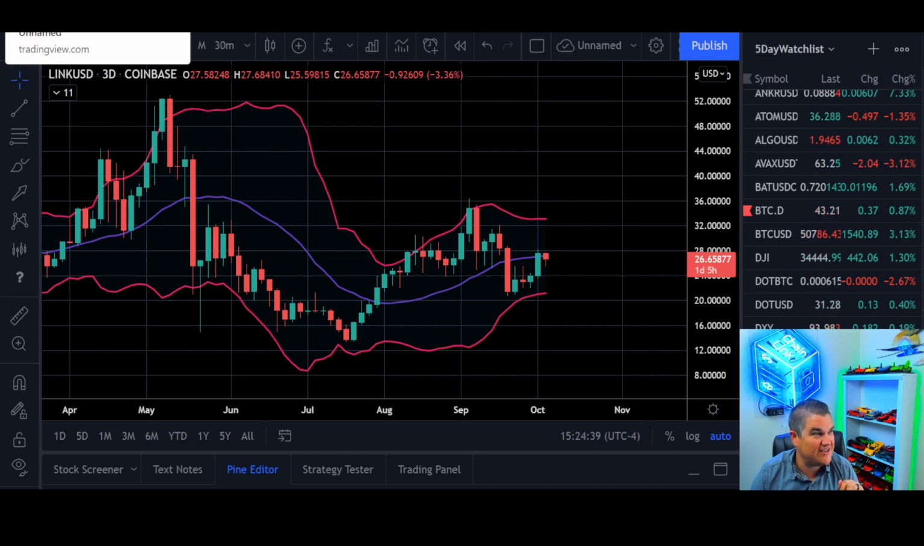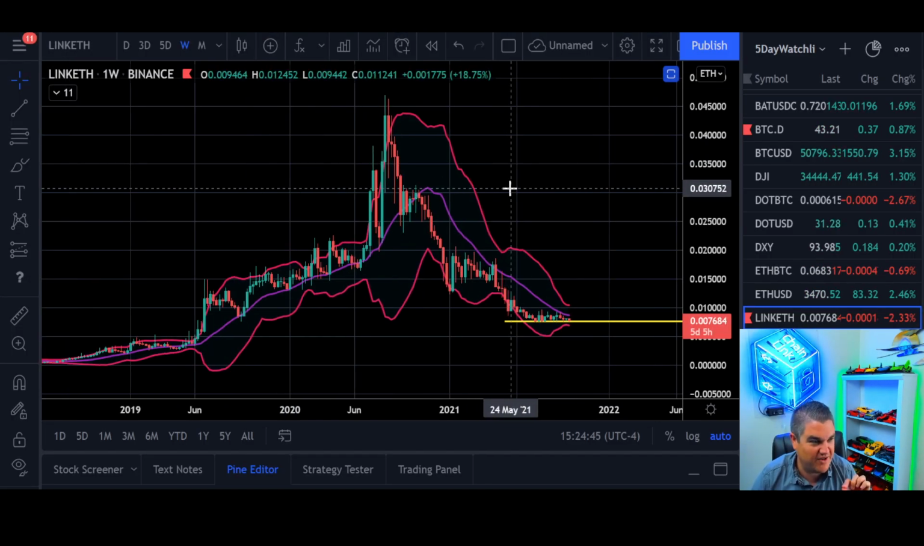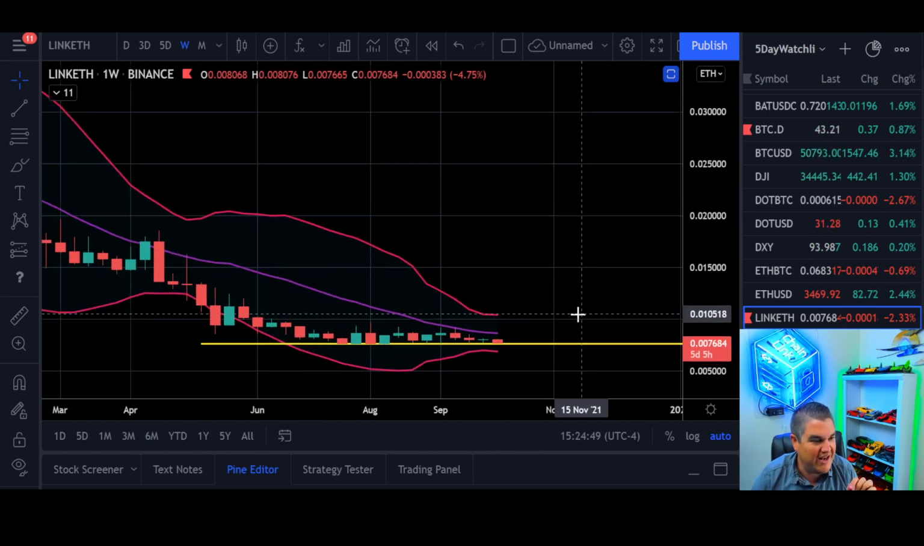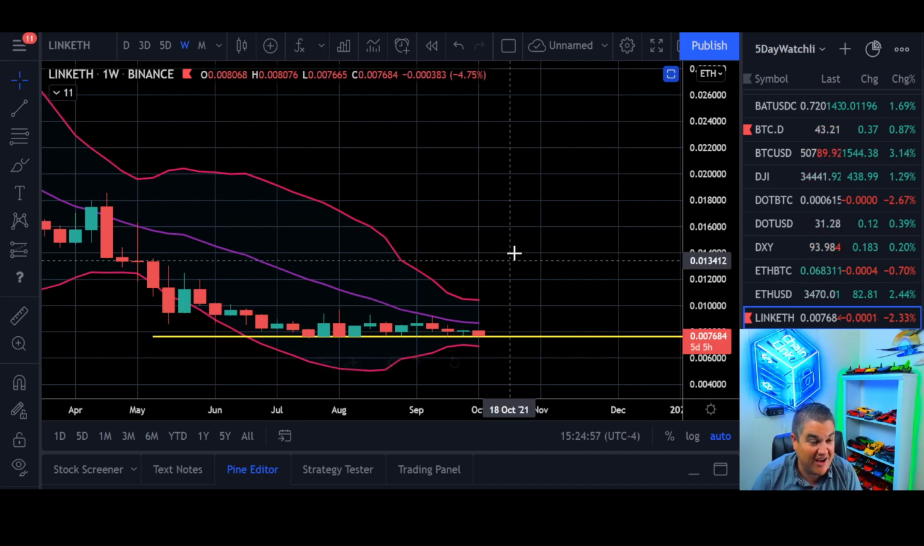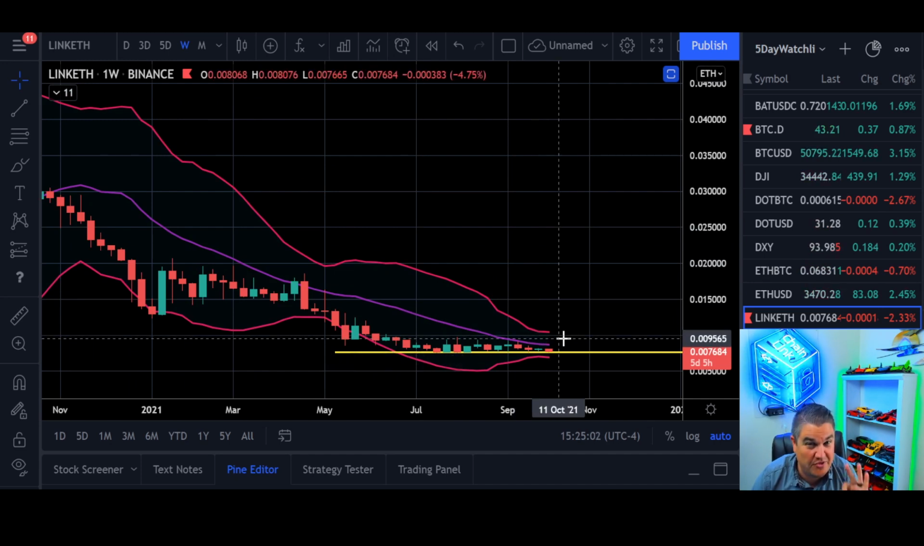How about Link Ethereum? How's that doing? I'm glad you asked. The weekly Link Ethereum on a bigger time scale. Look at where we are. We've been holding this yellow support line for 3 months. 12 weeks now. We're on our 12th week. And not only that, key level for Link Ethereum for 3 months, which is amazing, right?